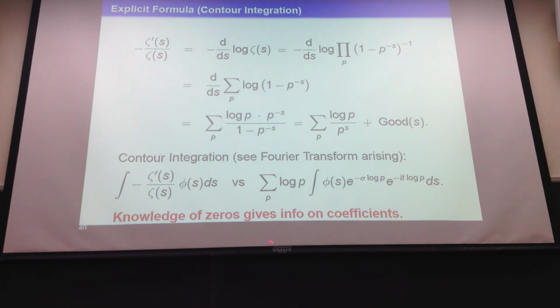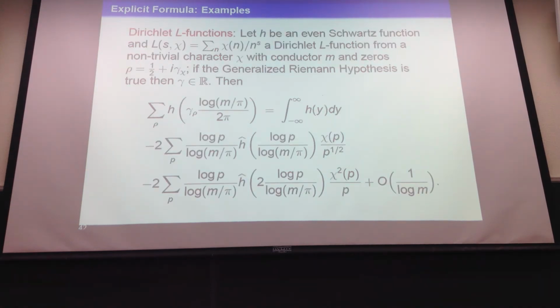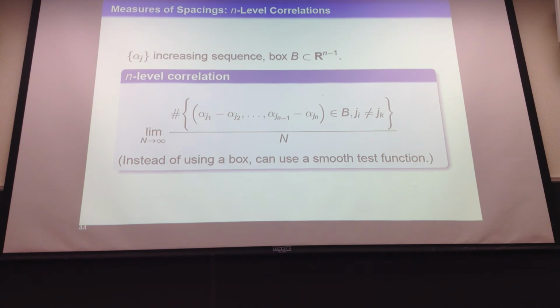Now here, the coefficients are all 1, because all of the stuff in here is just 1 over p^s. But in general, you would have weights over here coming from the function. Okay, and so we end up getting a formula like this for the Riemann zeta function. For Dirichlet L functions, we get a formula like this. We'll have sums over the characters. So this is the coefficients of the L function. Okay, so cuspidal newforms, we get a different expression.